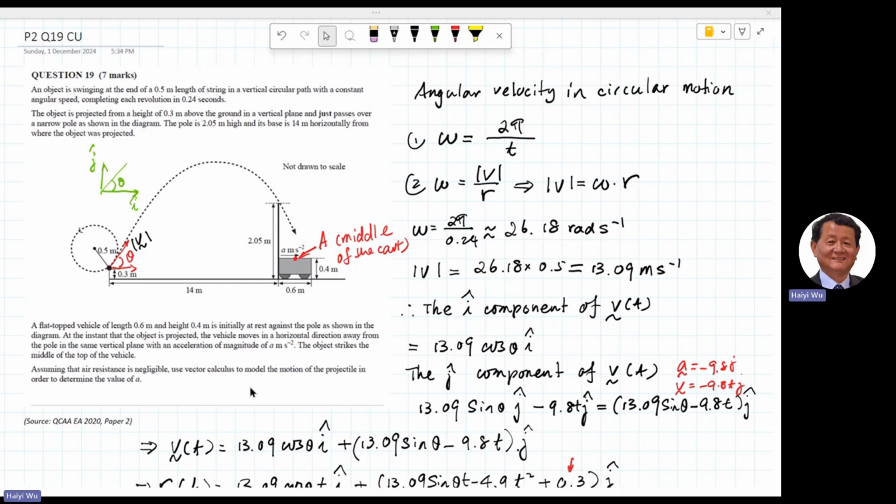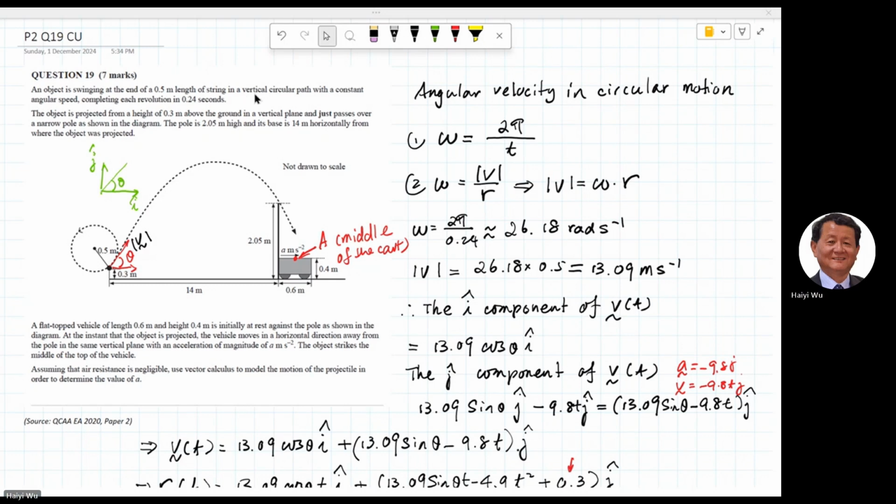Okay, today we talk about question 19, QCAA External Assessment 2020, paper 2. So this object is swung at the end of a circular motion, which has a radius of 0.5 meters.